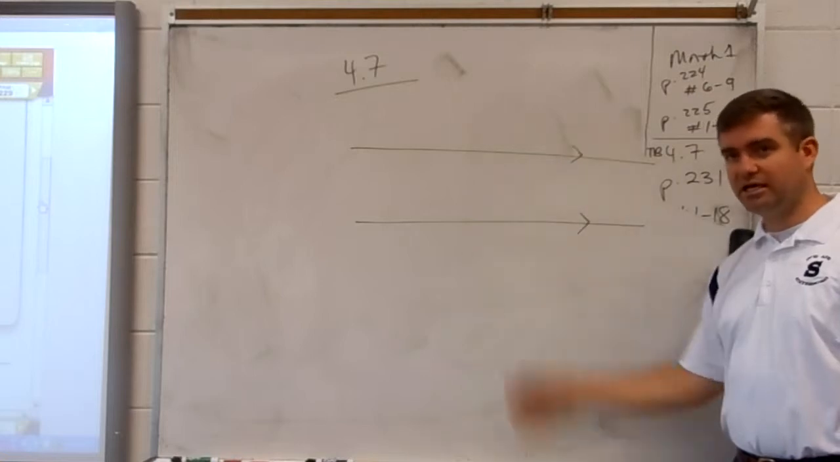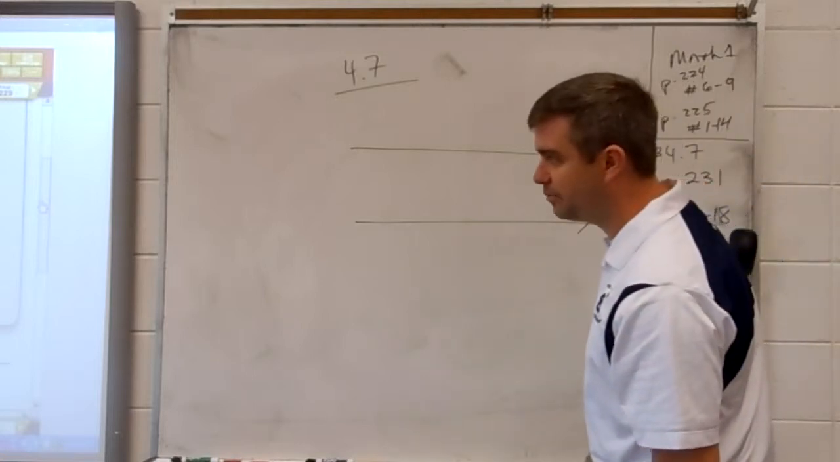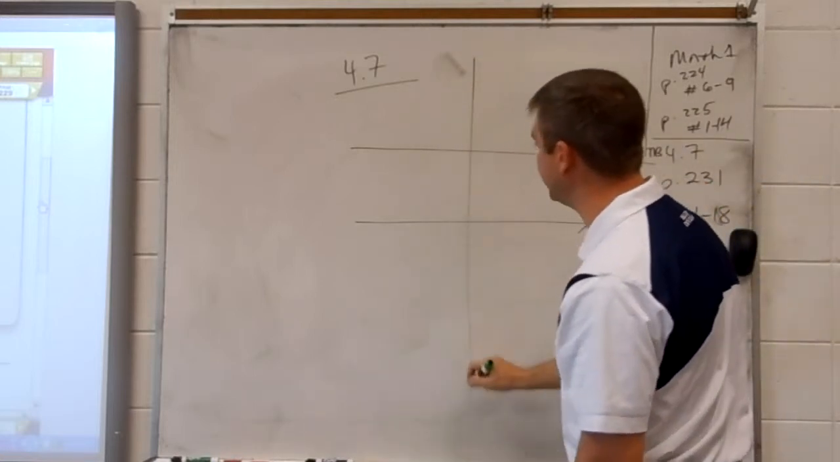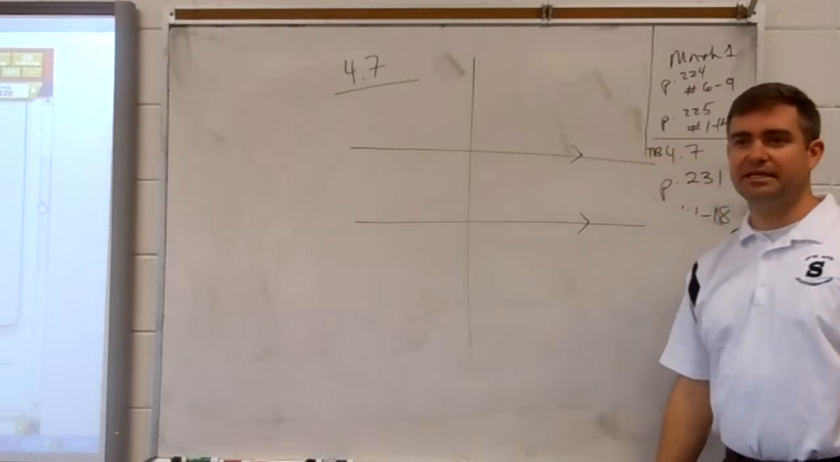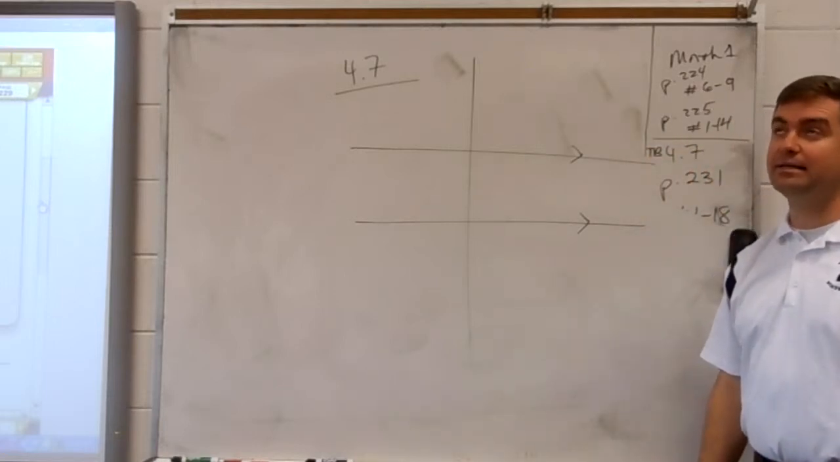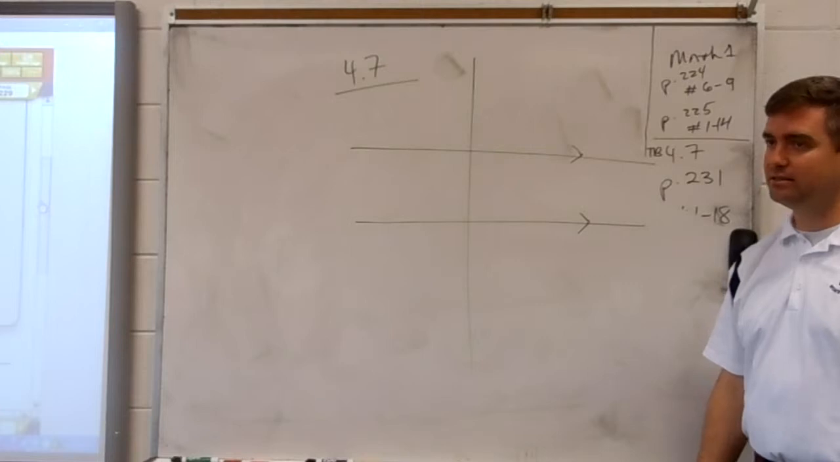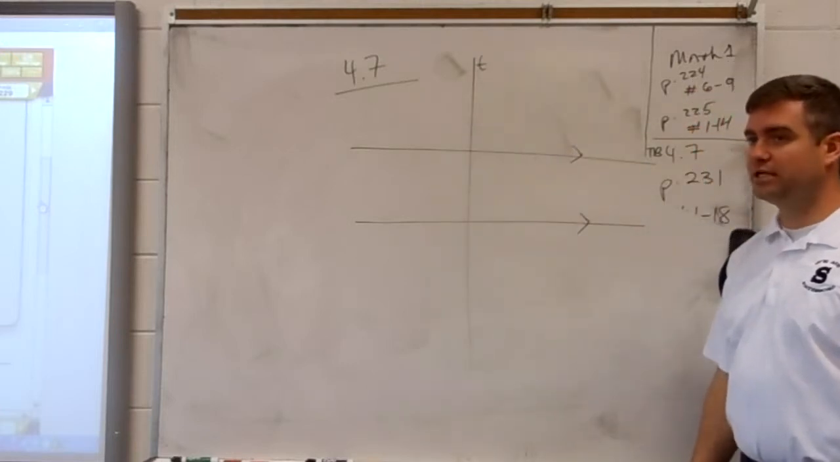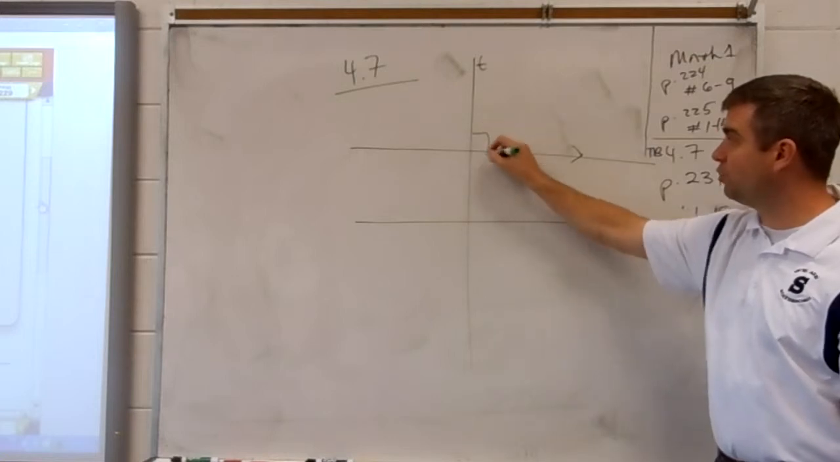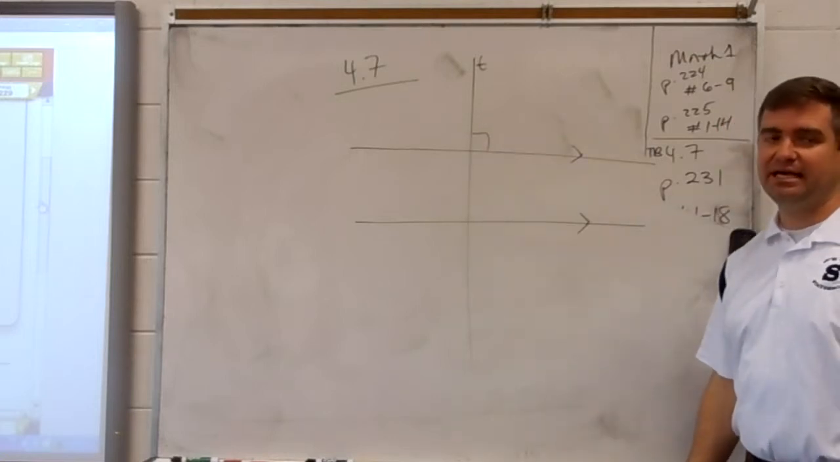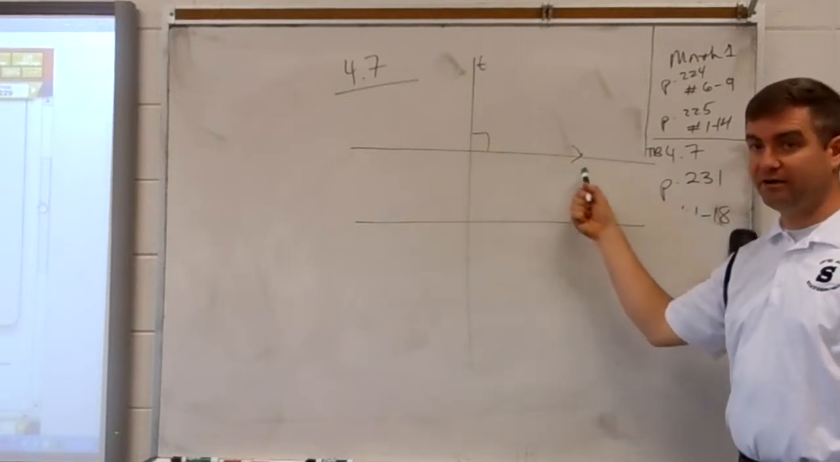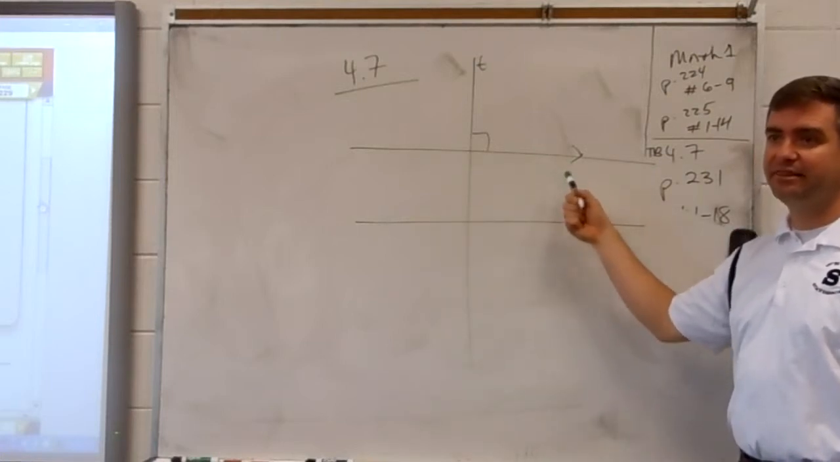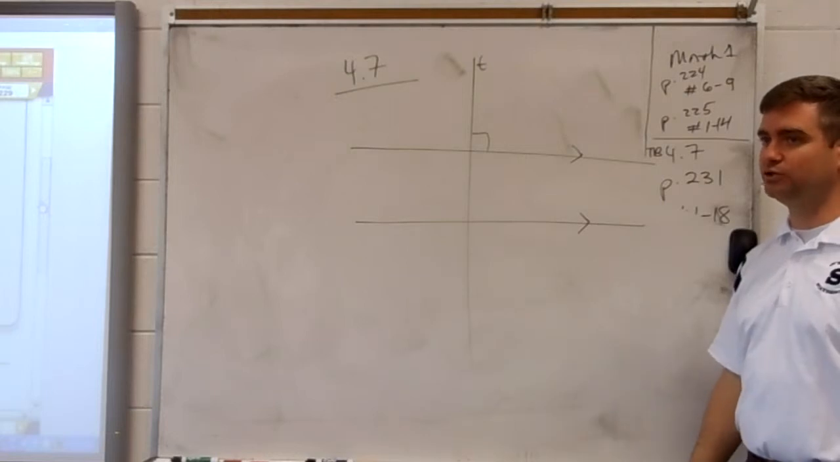It cuts it in half. It cuts it, right? It says something about them being perpendicular, so I'm going to go ahead and cut it straight up and down. Okay, read the hypothesis again for me, Ben. If a transversal is perpendicular to one of two parallel lines. Stop right there. If it's perpendicular to one of them, then what is the conclusion? Then it is perpendicular to the other.